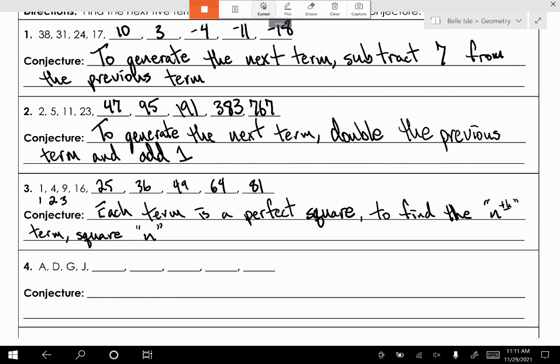When it's talking about the nth term, it's not talking necessarily about 36 in relation to 25, but about the fact that this is the sixth term. So if you square 6, you get 36. That's the next number in the sequence. Okay, 4, 5, and 6, I would like for you to try those on your own. Just write it down. Once you figure out the pattern, be sure that you can get a conjecture down.